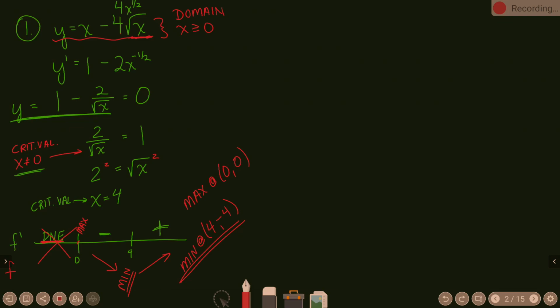Okay, let's get over to the second derivative. Did you find the second derivative? Yes. Okay, second derivative. Derivative of 1 is 0. Derivative of -2x to the -1/2 is going to be -2 times -1/2, so 1x to the -3/2, right? Which x to the -3/2 is what? 1 over x to the 3/2.